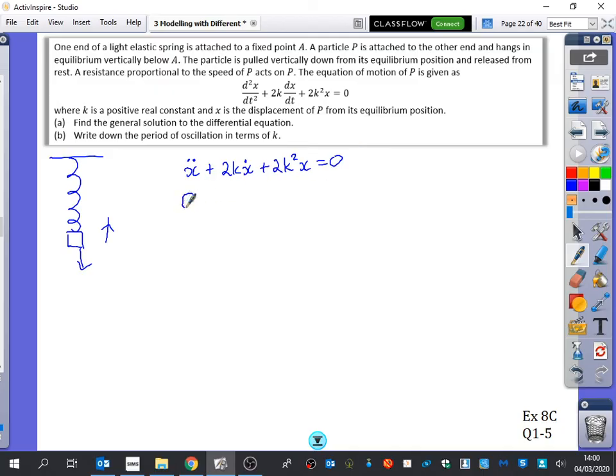What is the auxiliary equation? m squared plus 2km plus 2k squared. Okay, m plus k and m plus 2k? No. So there's got to be something complex about it. How do I know there's something complex? Because there's no factor of 2. Also, part B says find the period of the oscillation, so I know it's going to have sine or cos in it somewhere.